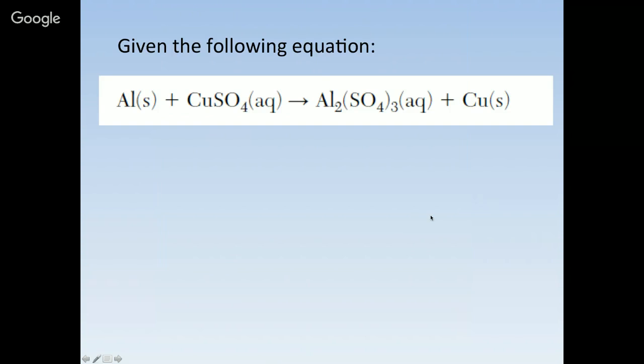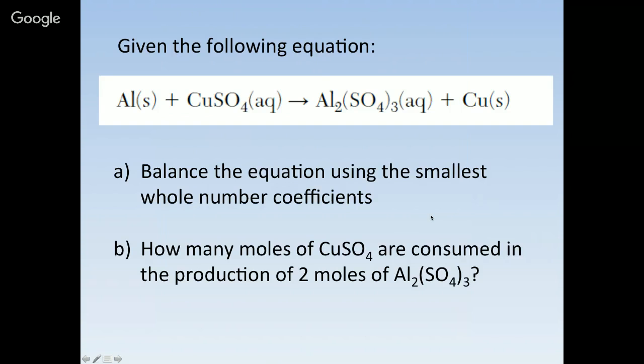All right, let's try this one. Given the following reaction, I want you to do 2 things. First, I want you to balance the equation using the smallest whole number coefficients, and then I want you to figure out how many moles of CuSO4 are consumed in the production of 2 moles of Al2(SO4)3.